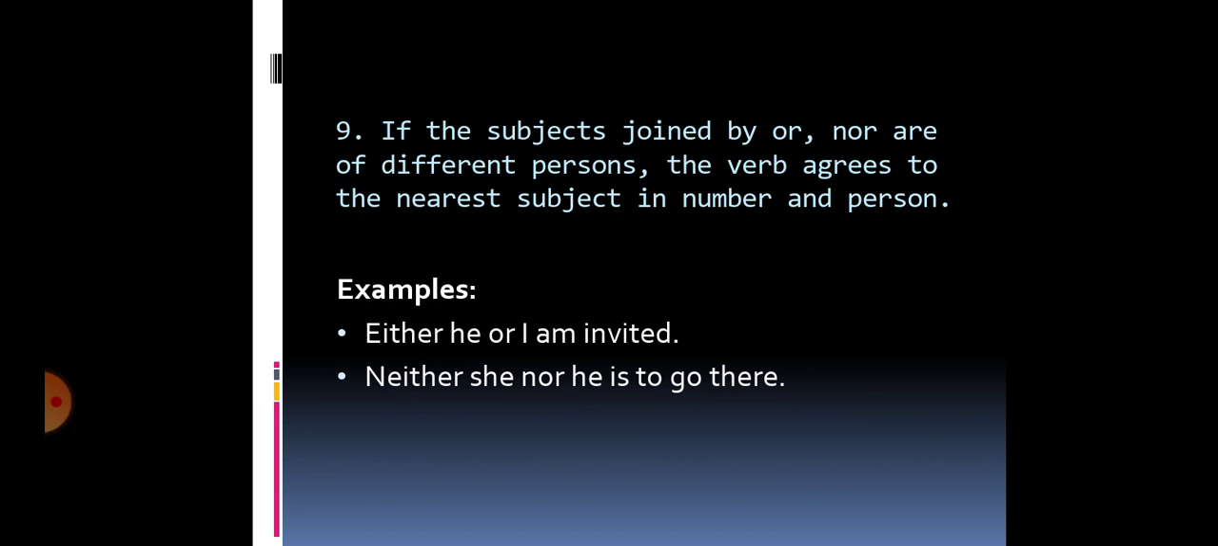If the subjects joined by or, nor are of different persons, the verb agrees with the nearest subject in number. See the example. Either he or I am invited. So with I we have used am. Neither she nor he is to go there.